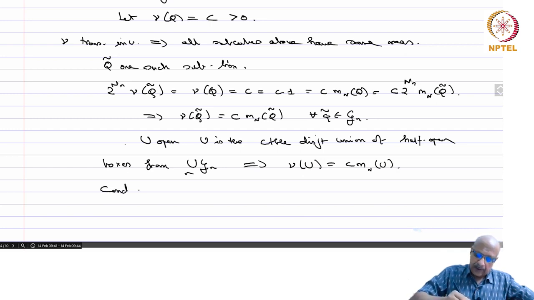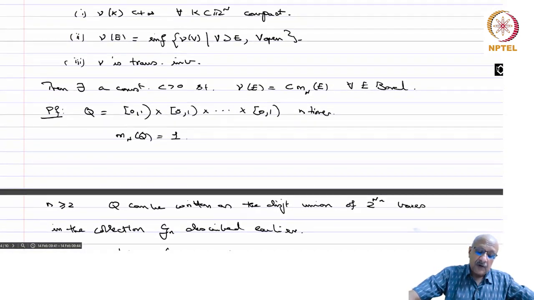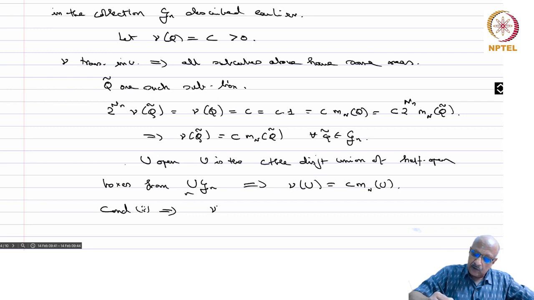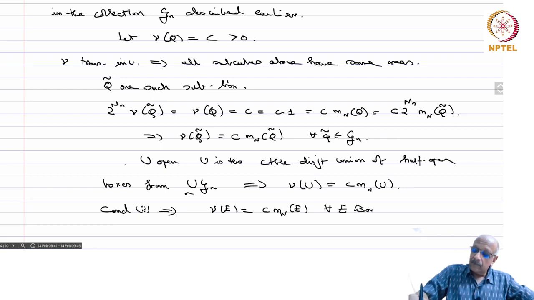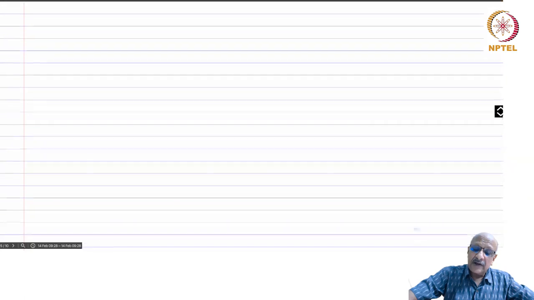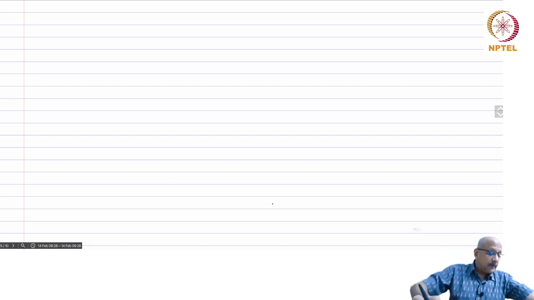Then condition 2 implies, because it's nothing but the infimum over open sets that gives you the measure of this set, that nu of E equals C times Mn of E for every E Borel. Okay, so this proves the theorem. So finiteness on compact sets, translation invariance, and outer regularity completely determine the Lebesgue measure. So let us apply this to a very nice result.